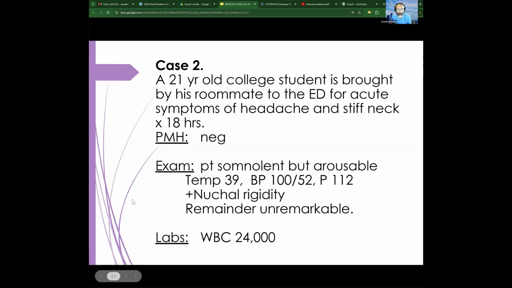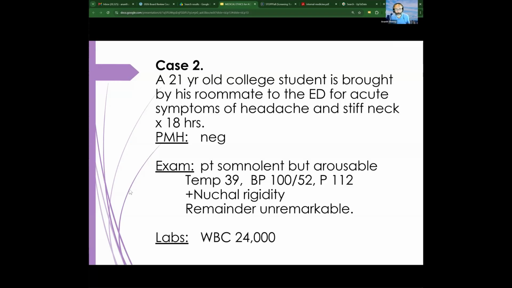So case number two, and again, I'm going to ask if we can use the Q&A feature to put in the answer that you would pick. So now we have a 21-year-old college student, and they're brought in by their roommate for acute symptoms of a headache and stiff neck for the last day or so. No significant past medical history. The patient is somnolent but arousable. They are febrile. They are tachycardic. They have nuchal rigidity. So you know where this is going.